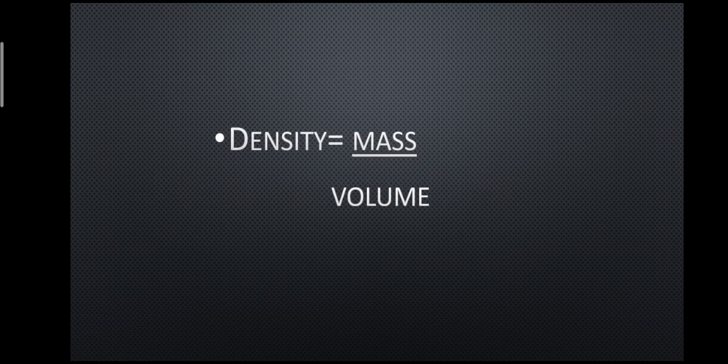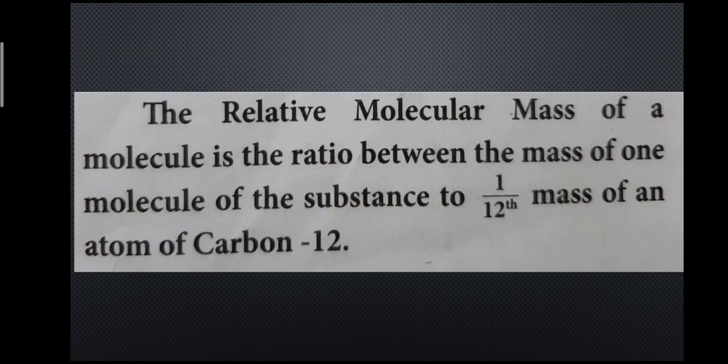Density is nothing but mass divided by volume. Mass is measured in gram, volume is measured in cubic centimeter. Relative molecular mass is nothing but molecular mass. This is the mass of molecule. The word relative means we are comparing with some other atom, for example, hydrogen or carbon 12 isotope. The carbon 12 isotope is what we usually use now, whereas hydrogen was used previously.